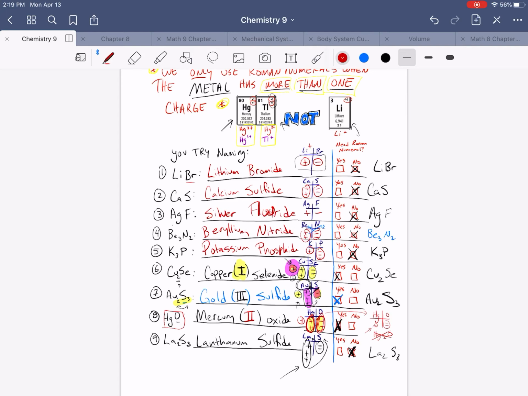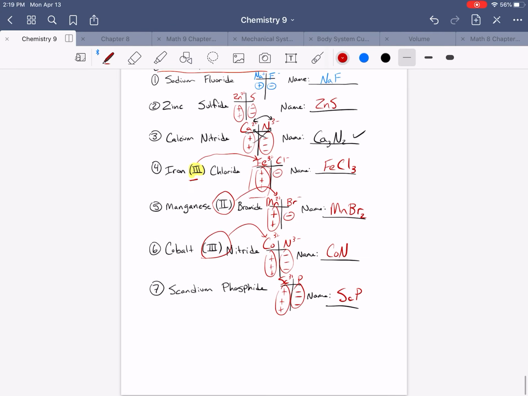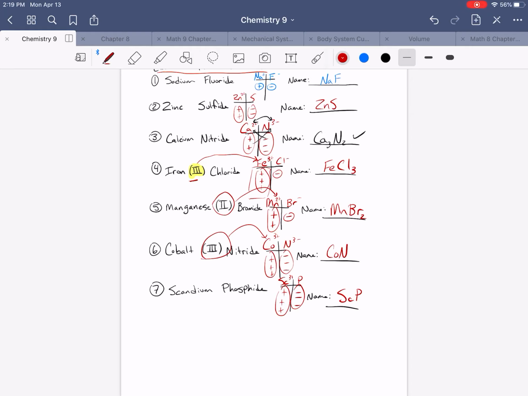This isn't something that necessarily comes naturally and easily, but once you get the hang of it, it gets a lot easier. So we are going to be practicing this for the next week or two, and then we'll be moving into polyatomic ions and also into molecular compounds, which is a little easier than this.